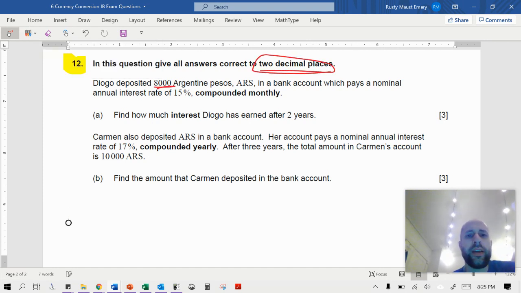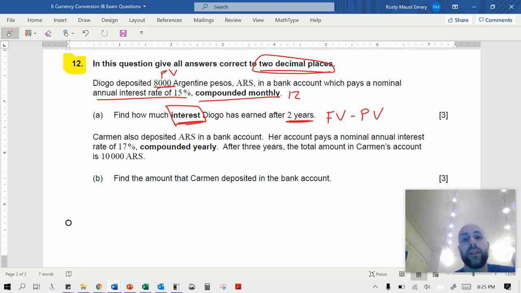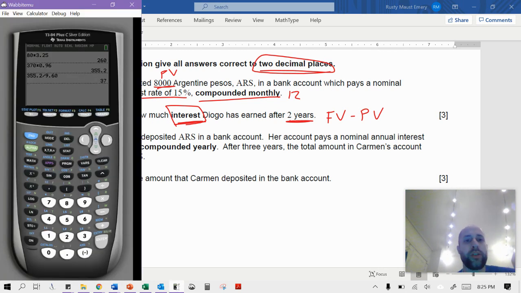So we deposit 8,000 pesos in a bank which pays a nominal annual interest rate of 15%, compounded monthly. So compounds per year is 12. Find out how much interest Diogo has earned after 2 years. Okay, so we want to know total interest gained. So in the end, we're going to take the future value minus the present value, and the present value is the 8,000.